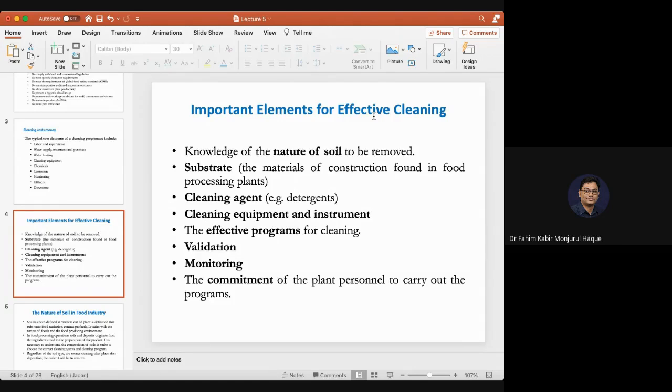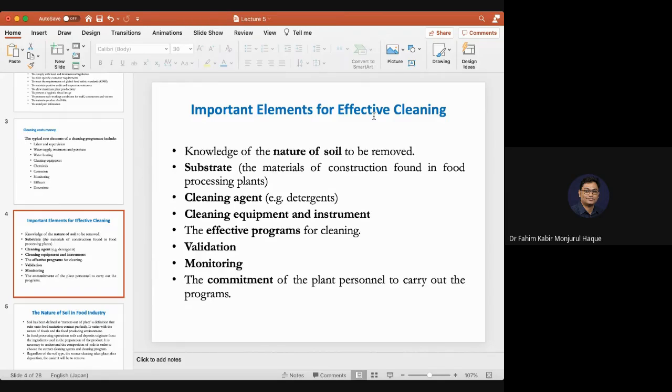You have to completely understand what you are going to clean. What is your target? That means you have to know the nature of soil. This is the target. It's just called like this. So you have to know the nature of soil of your plant. That means what you are going to clean.